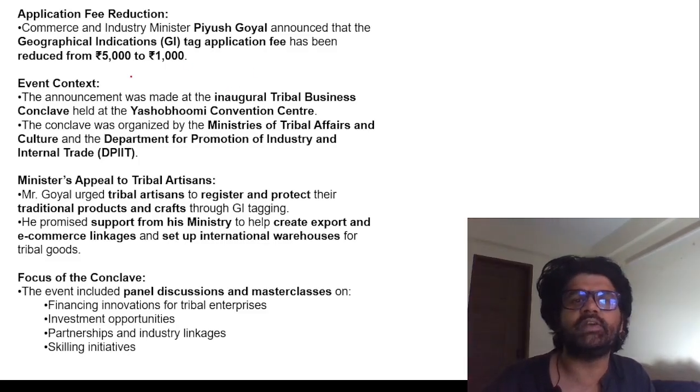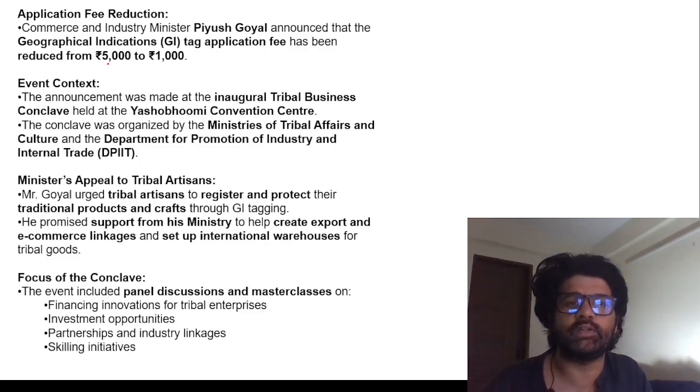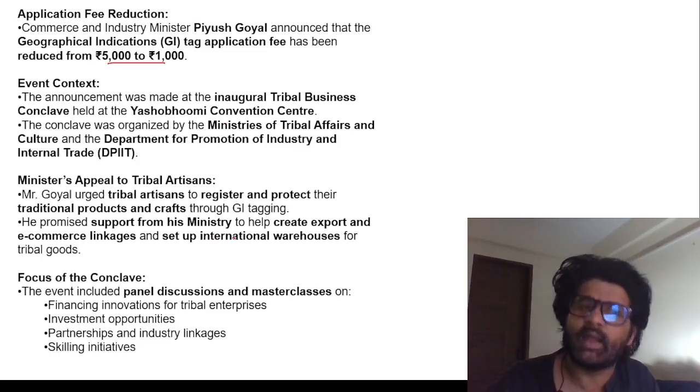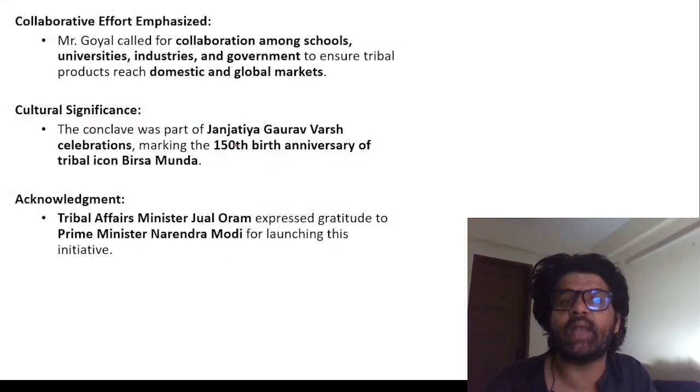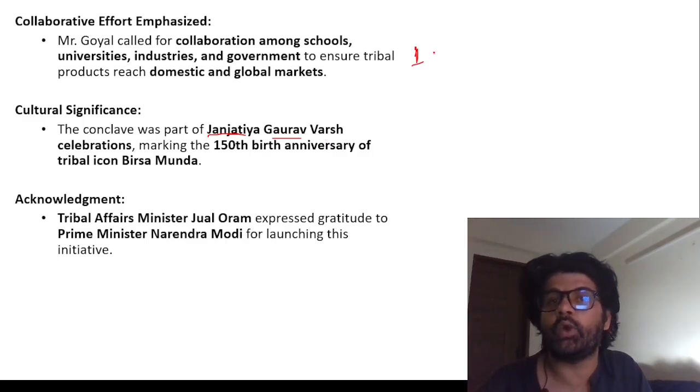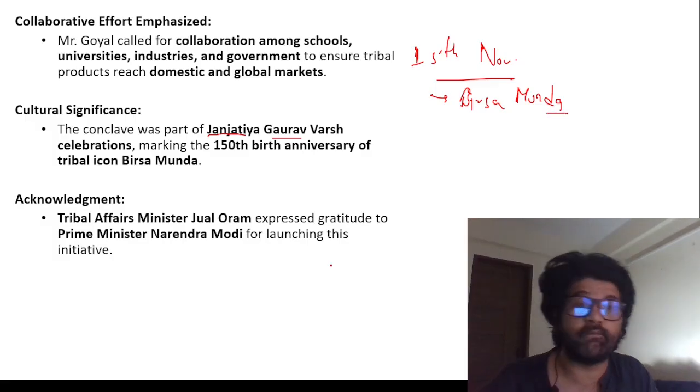So geographical indication tag fee, application fee reduced from 5,000 to 1,000. Everybody is congratulating everybody. You can read it in your free time. What is important is this thing is happening as part of Janjatiya Gaurav Divas, 15th November, Birsa Munda's birthday. Birsa Munda Rebellion, Ulgulan. UPSC has already asked me, you remember these things, they are very important.